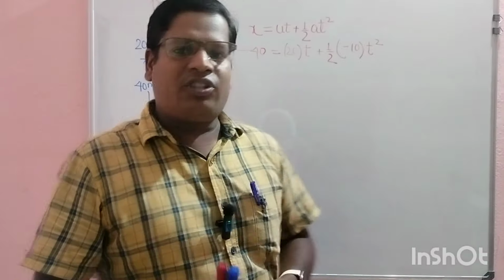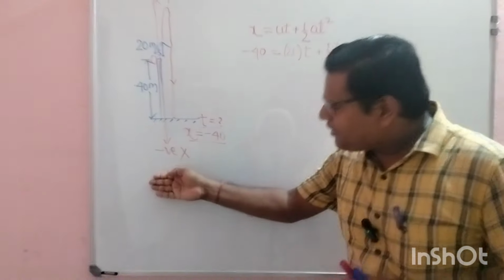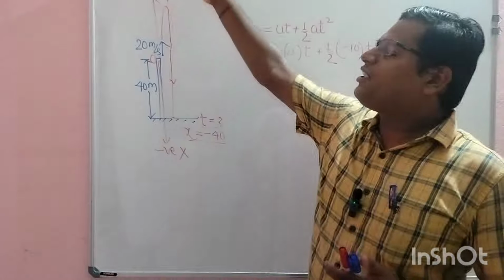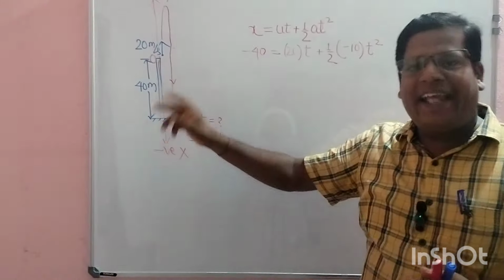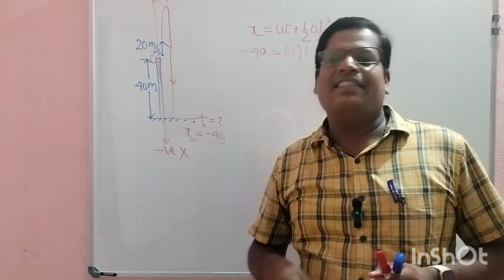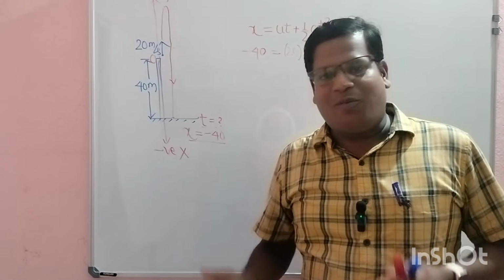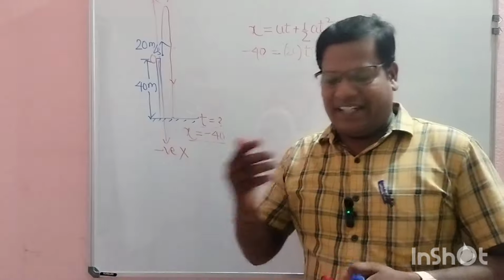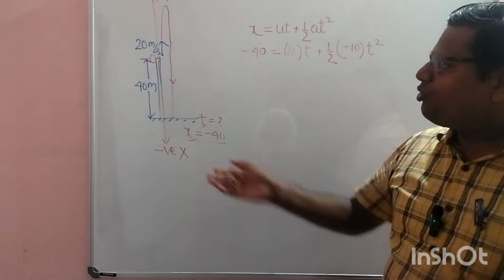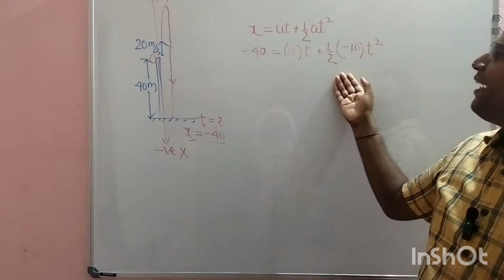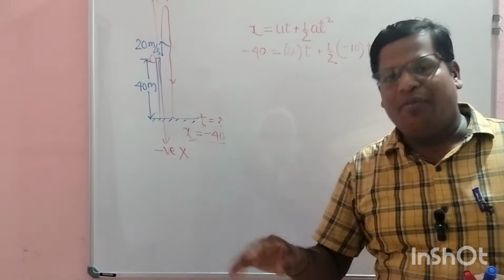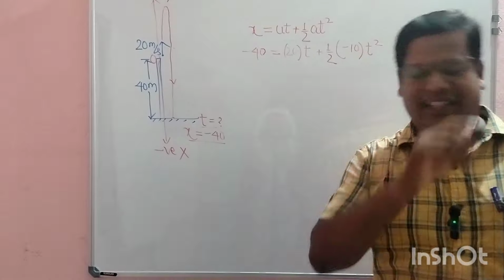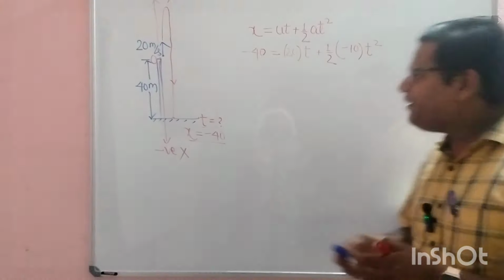Now if I had chosen the downward direction as positive x and the upward direction as negative x, then g is downwards, and in that case I would have taken g as plus g, or positive 10. We will see that later. Whether you choose this coordinate system and take g as negative, or choose the other coordinate system and take g as positive, both will give you the same answer. We will see that. Now let's continue and find the answer.